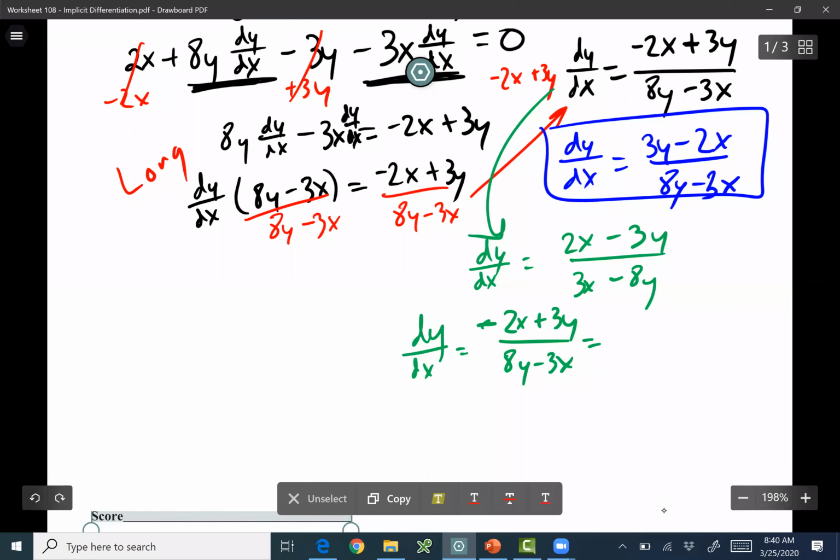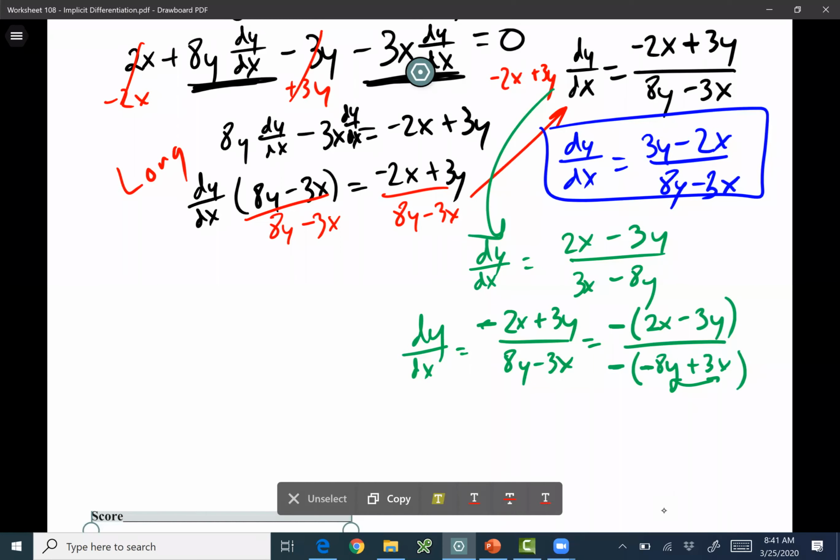If we want the x's to become positive, we have to factor out a negative. So if we factor out a negative, that changes the numerator to 2x minus 3y. And in the denominator, if we factor out a negative, that changes this to negative 8y plus 3x, which we can just reverse and make 3x minus 8y. And then those two negatives cancel to become positive. That's something I have seen a lot, where they want us to rewrite it in different ways. All right.